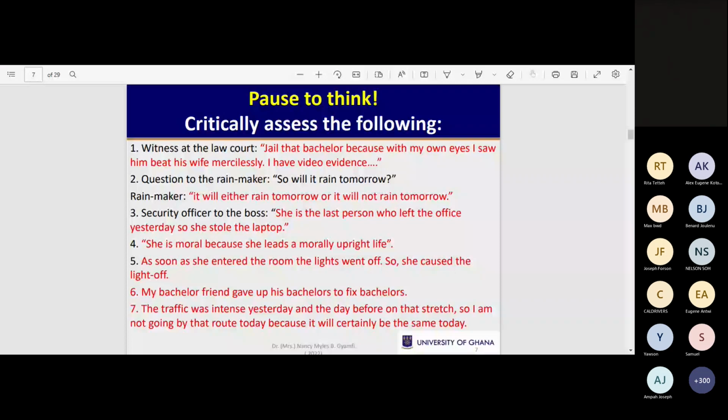What do you see wrong with this? We have a little critical thinking background now, so we can start some diagnosis. If you heard someone speaking like this at the law court, what do you have to say to that person? If Aaron is not ready, I see Samuel's hand now. Samuel, go ahead.